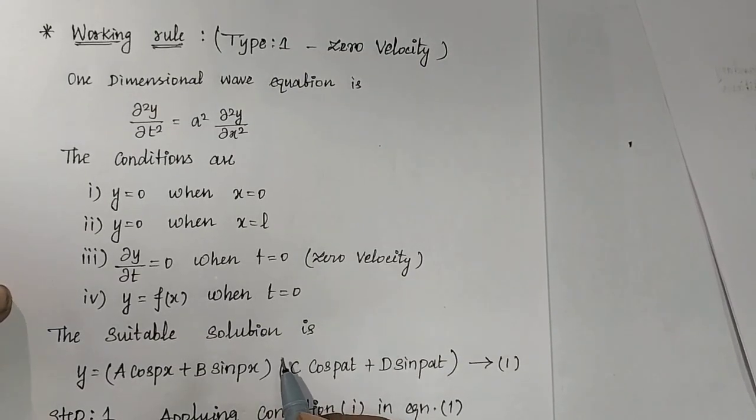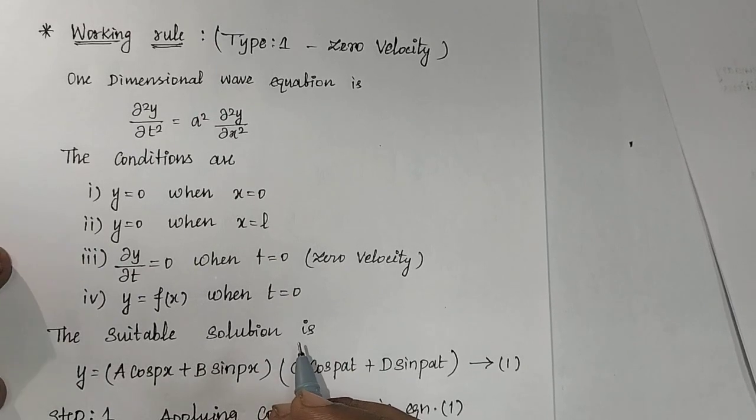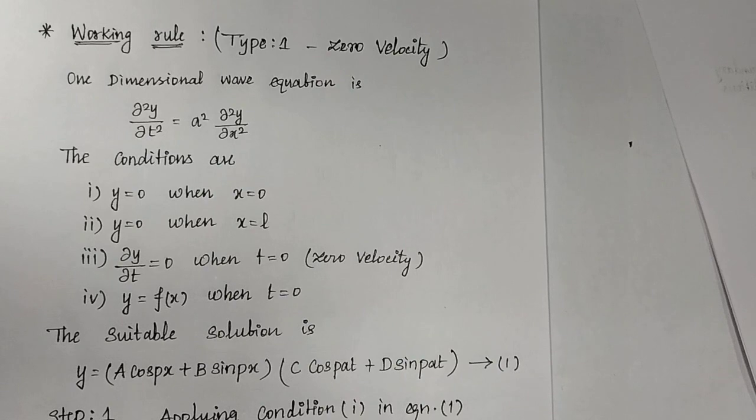So now I am going to start the working rule for type 1, zero velocity. Before starting the problem, here I have given the procedure up to step 4. This up to step 4 is common to every problem. While doing the problem, I couldn't solve these steps.